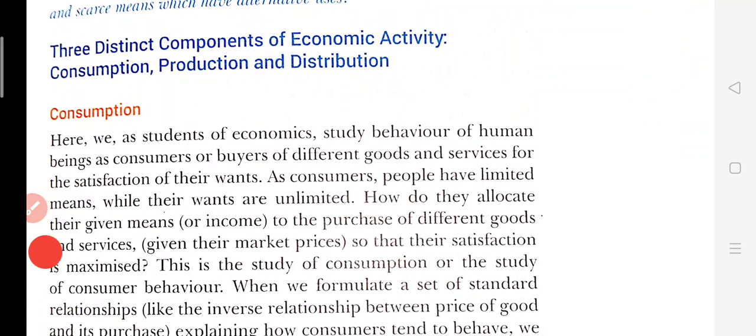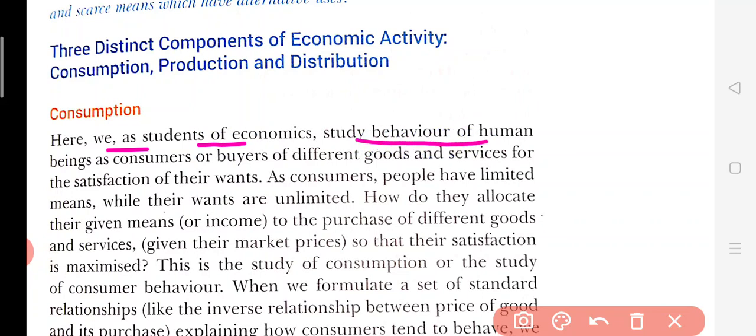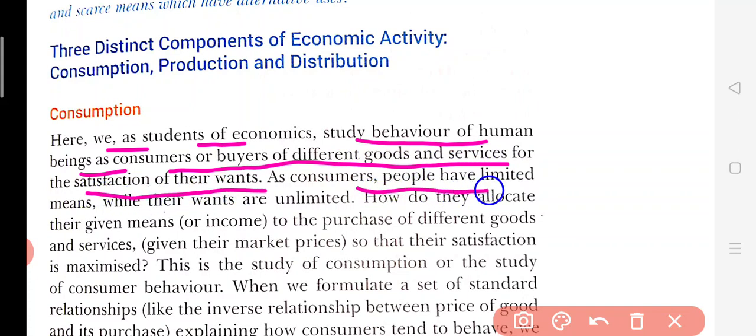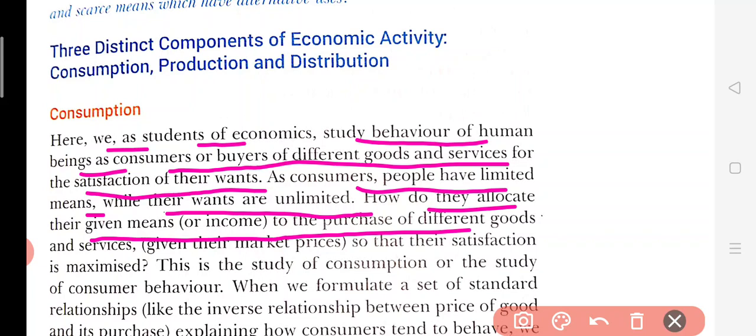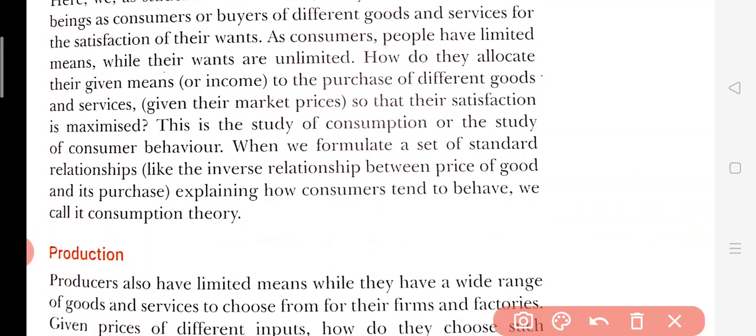Now, what is consumption? Here, as students of economics, we study the behavior of human beings as consumers or buyers of different goods and services for the satisfaction of their wants. As consumers, people have limited means, while their wants are unlimited. How do they allocate their given means or income to the purchase of different goods and services at given market prices so that their satisfaction is maximized? This is the study of consumption, or the study of consumer behavior.